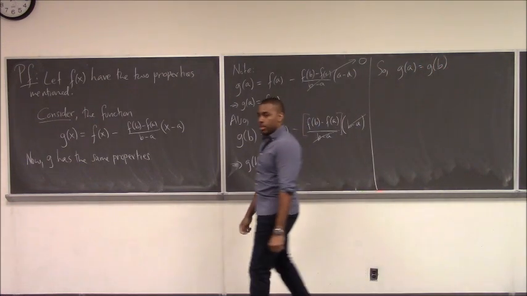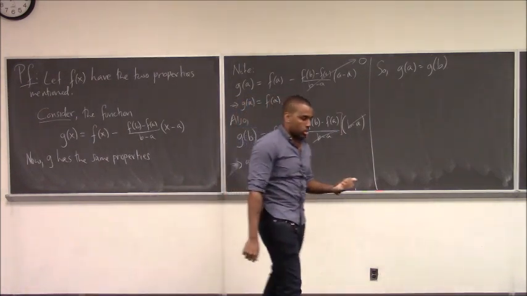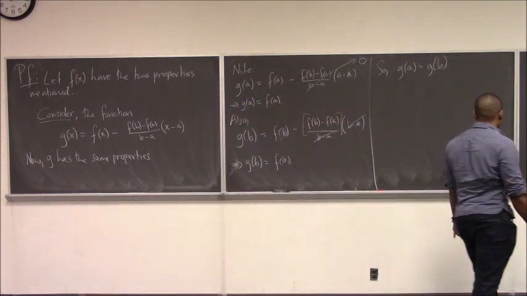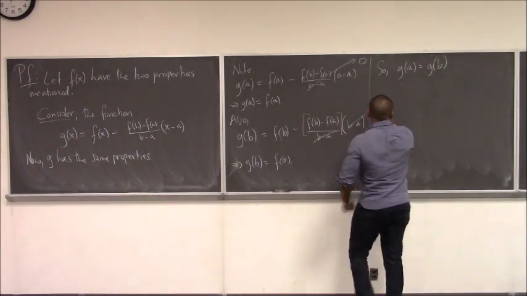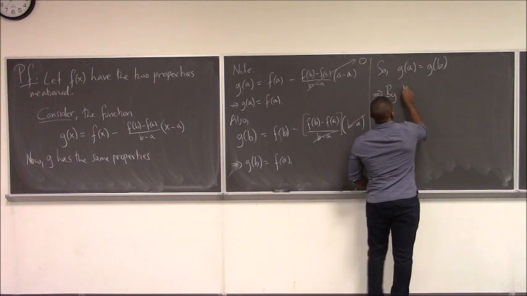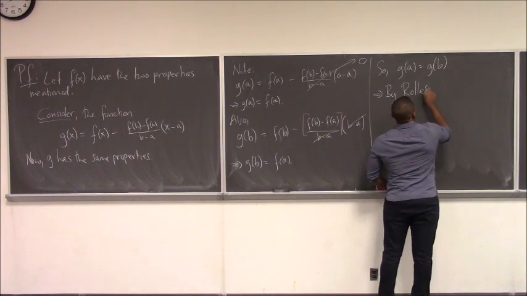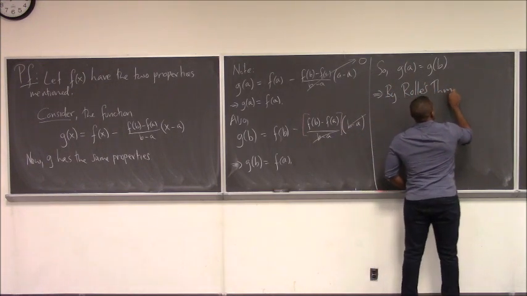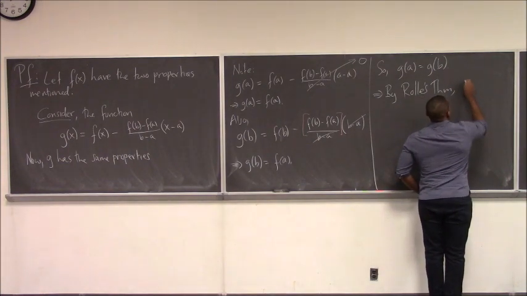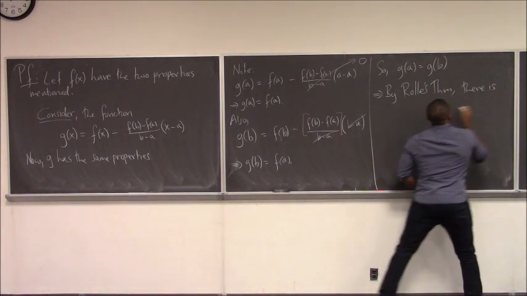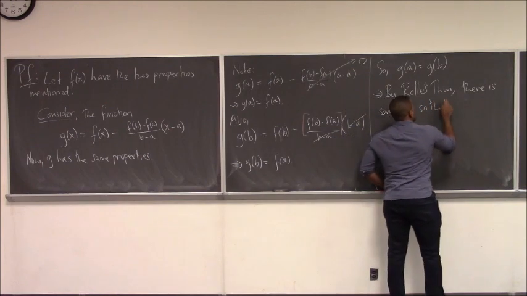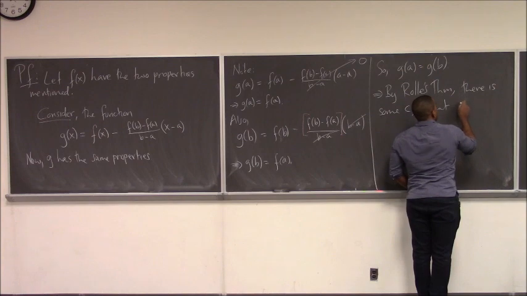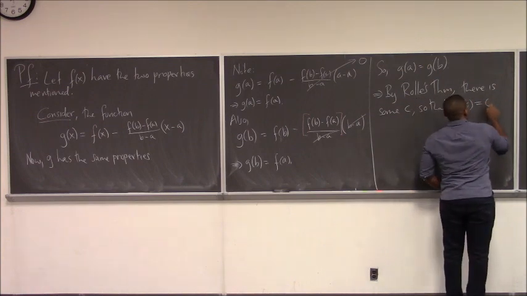Now that's nice because now we can use Rolle's theorem. We have a function that's continuous on a closed interval, differentiable on an open interval, and now I know the function I'm looking at has the endpoints giving the same y value. By Rolle's theorem, there is some c so that g prime of c equals 0.